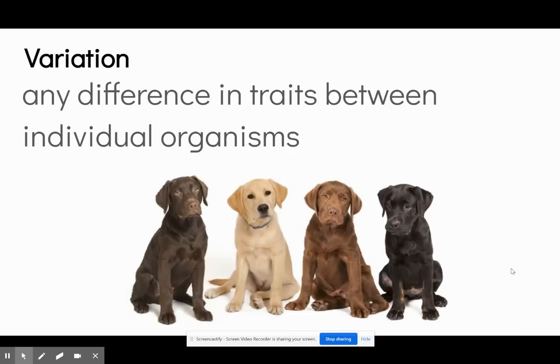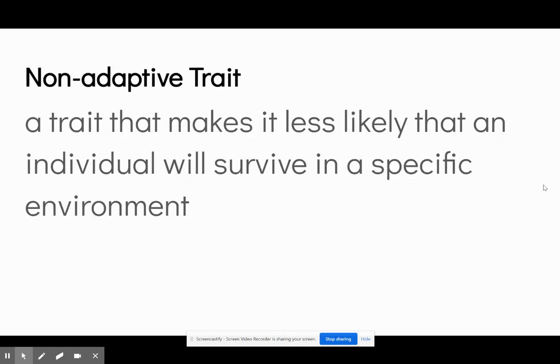And so the next one we're going to look at, you guys already know this word, variation: any difference in traits between individual organisms. You can see in the example, all of those are, what kind of dogs are those? I don't even remember. I think they're labs, right? If I'm wrong, I'm sorry. I'm pretty sure they're labs. They are labs, but there's different colors of labs. You can see there's brown, there's a white blondish color, there's a black color. That's variation, right?